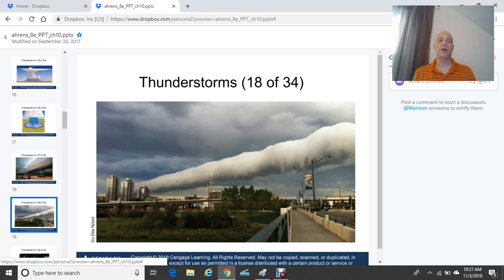There's also lower scud clouds. A lot of people make the mistake and think the scud clouds are actual funnel clouds or tornadoes. A scud cloud is really just a low-hanging cloud, but it's not associated with any tornadoes.